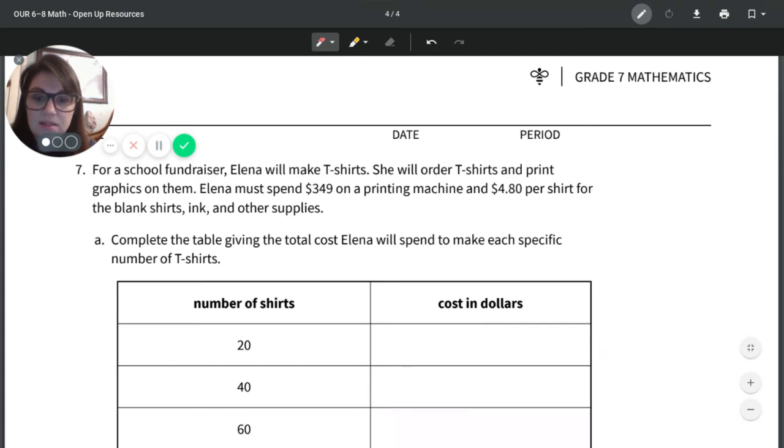So if we were to turn it into an equation, it says that she was going to order t-shirts and print graphics on them. So our constant, the thing that's not going to change, is $349. Let's see, it's not giving me enough room. So we'll write it up here, $349. That's for the printing machine, and $4.80 per shirt for the ink and other supplies. Okay.